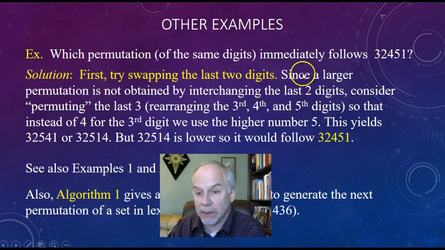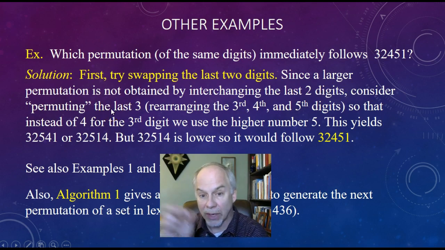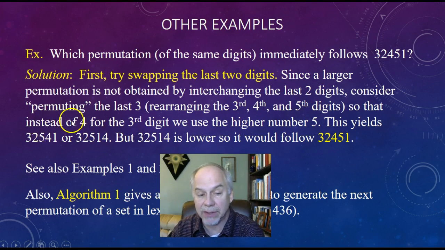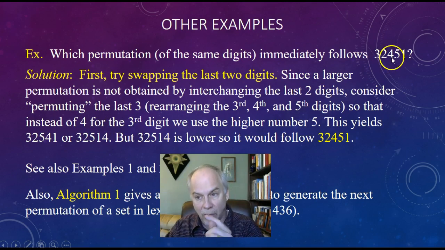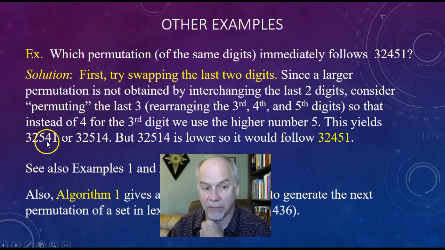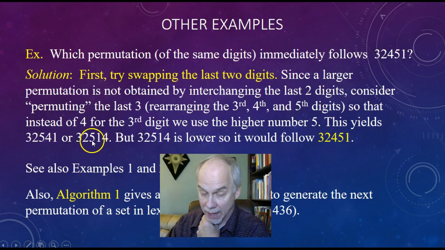And so the next sentence I say, since a larger permutation is not obtained by interchanging the last two digits, consider permuting or rearranging the last three digits, or in other words, rearranging the third, the fourth, and the fifth digits, so that instead of 4 for the third digit, we use the next highest number. Okay, so instead of 4, let's put the 5 next. So this yields either 3, 2, 5, 4, 1 or 3, 2, 5, 1, 4.